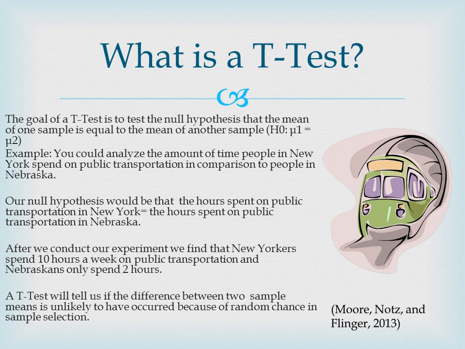Our null hypothesis would be that the hours spent on public transportation in New York equals the hours spent on public transportation in Nebraska. After we conduct our experiment, we find that New Yorkers spend 10 hours a week on public transportation, while Nebraskans only spend 2. A t-test will tell us if the difference between two sample means, aka 10 hours for the New Yorker and 2 hours for the Nebraskan, are unlikely to have occurred because of random chance in sample selection.